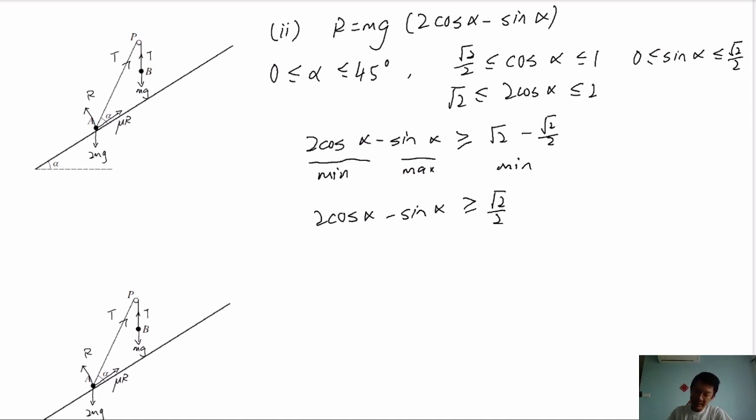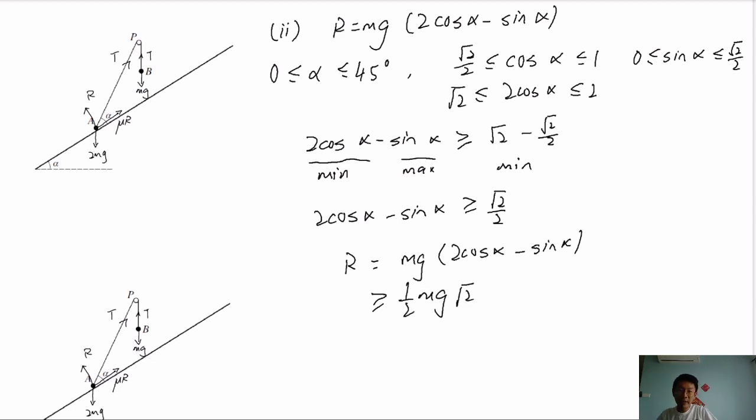So we just apply this inequality into the R law. Since R equals mg times (2 cos alpha minus sine alpha), and the expression in this bracket is greater or equals to root 2 over 2, we can say that R is greater than or equal to half mg root 2. It's by replacing the 2 cos alpha minus sine alpha with root 2 over 2. So this is basically how we do part 2.